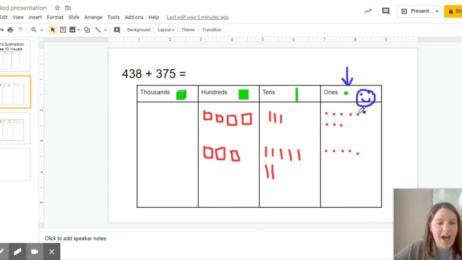So I see I have 5 and 3, that makes 8. If I just get 2 more, I can make a 10. So I'm going to bundle these. I'm going to regroup into my tens place. Okay, so these I have turned into 10. Now how many ones am I left with? 3. Okay, now I'm going to add up my tens.